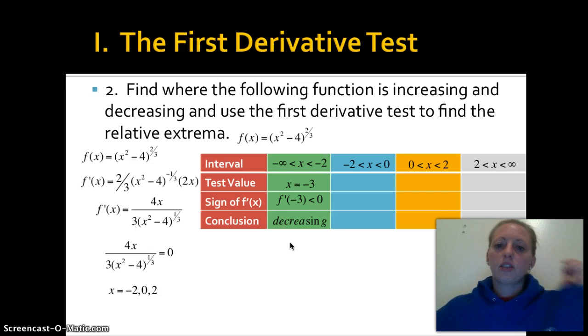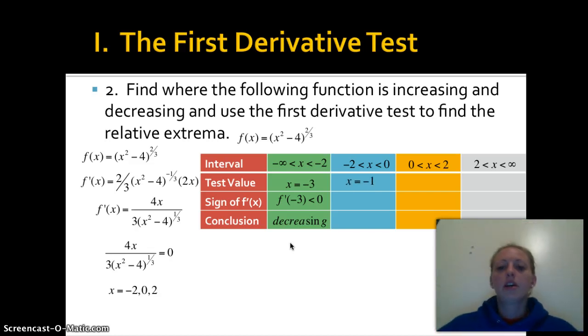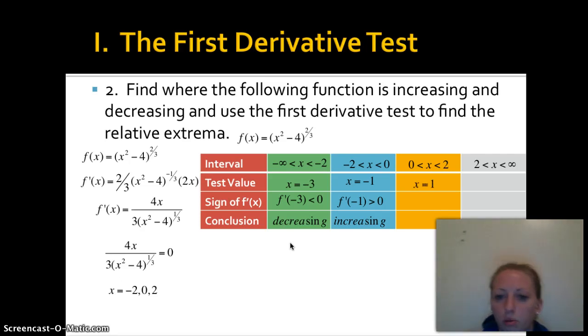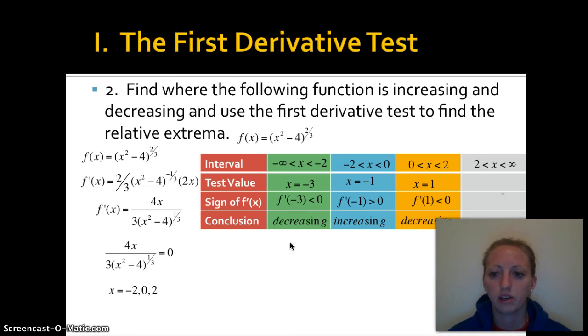Between -2 and 0, I chose -1. When I plug -1 in, I get my function to be greater than 0, which means it's increasing. Between 0 and 2, I put 1. When I plug 1 in, I get my derivative to be less than 0, and then decreasing. And between 2 and infinity, I chose 3. When I plug 3 in, you get greater than 0, and if it's greater than 0, that means it's increasing.